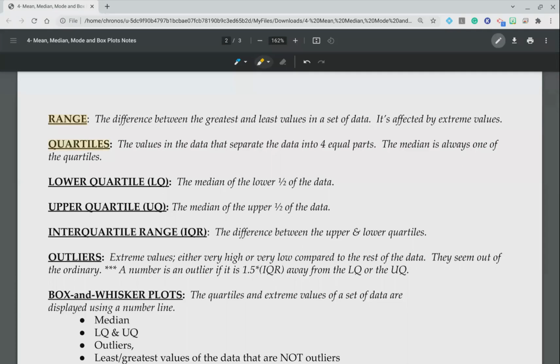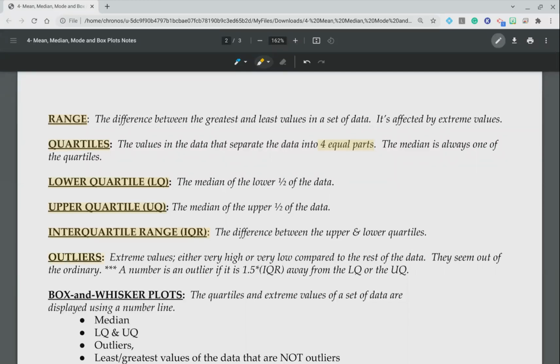Quartiles are values in the data that separate the data into 4 equal parts. So I like to think 4 quarters in a dollar, quartiles. Okay. And then within those quartiles, we have an upper and a lower quartile. And this is going to be the mean of the lower half of the data and the mean of the upper half of the data. Okay. And then to find the inner quartile range, you are just subtracting the upper quartile and the lower quartile.